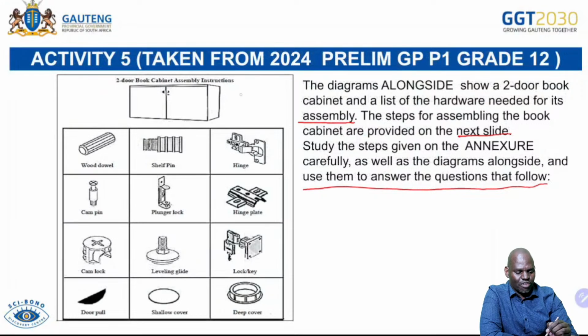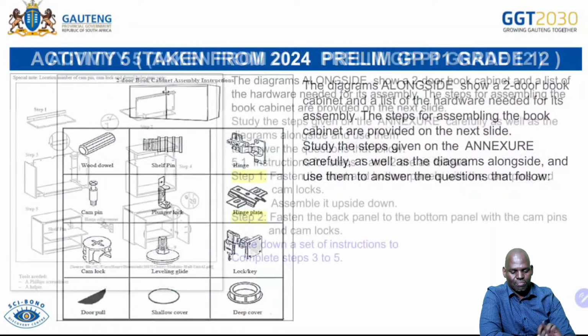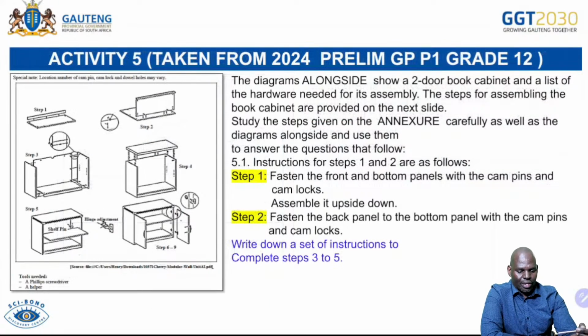Okay, there you've got the information, so make sure that you study the picture carefully so that you can be able to answer the questions. This one is still the very same information, the diagram along with the steps. Study the steps given on the annexure carefully as well as the diagram alongside and use them to answer the questions that follow. 5.1: instructions for step 1 and step 2 are as follows.